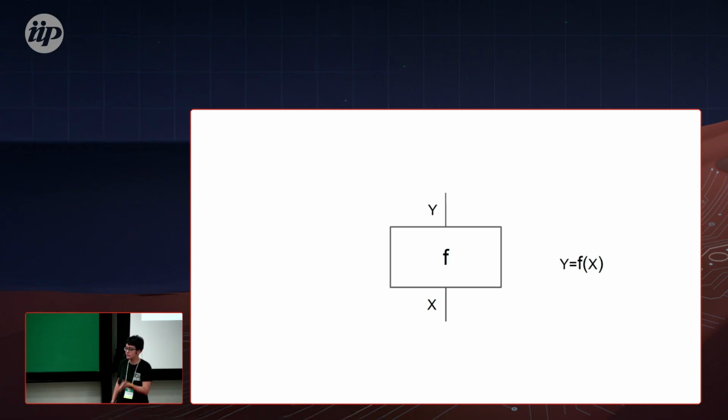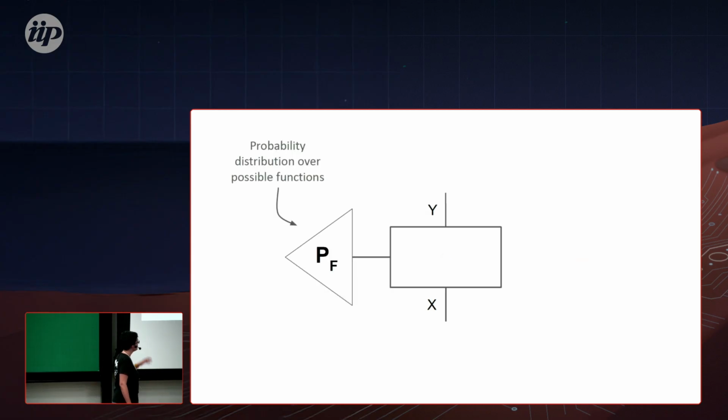There's also a different object that I'm going to be interested in, that I'm going to represent like this. This is a probability distribution over the possible functions from x to y. And this appears when I don't know exactly what the function from x to y is, so I have some uncertainty there. Later I'm going to give examples to you, so this is going to be more concrete.